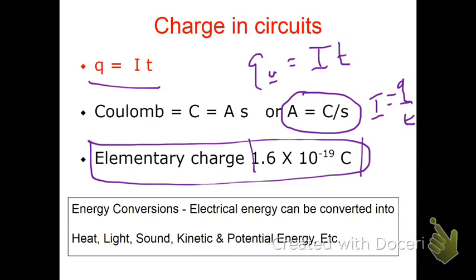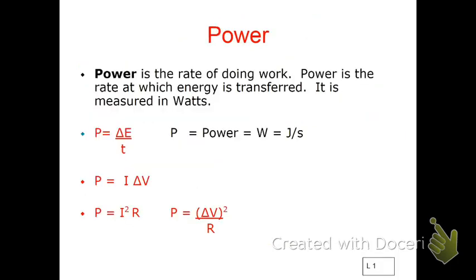Energy conversions. Many energy conversions can take place. We've talked about energy conversions in the past, changing potential to kinetic. Electrical energy can also be converted into things like heat, light, sound, potential energy, and kinetic energy. So if there's no frictional losses, we can set these energies equal to each other in our problems as we do problems in the chapter.